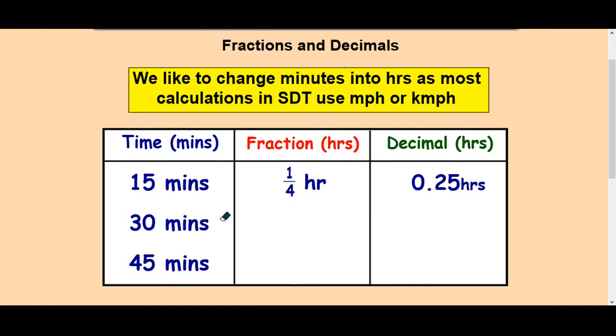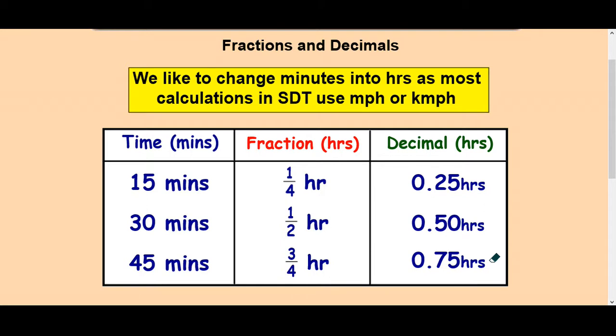Now the same with 30 minutes. We sometimes say we'll meet in half an hour. So that's a half, and then we can go from there to what it is as a decimal. Decimals are good because we can then enter them into calculators if needed. 45 minutes would be considered 3/4 of an hour, and again, that would be 0.75 hours.